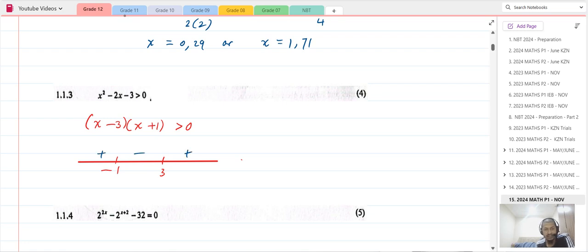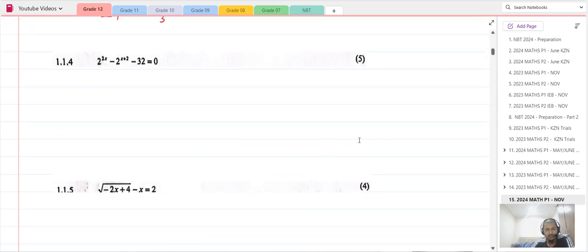Take any value after 3, like the number 10, and substitute it inside. Positive times positive is positive. Because these are linear factors, it will alternate. So we want the answer which is positive. So x is greater than 3 or less than minus 1. So what's the answer? x is greater than 3 or x is less than negative 1.